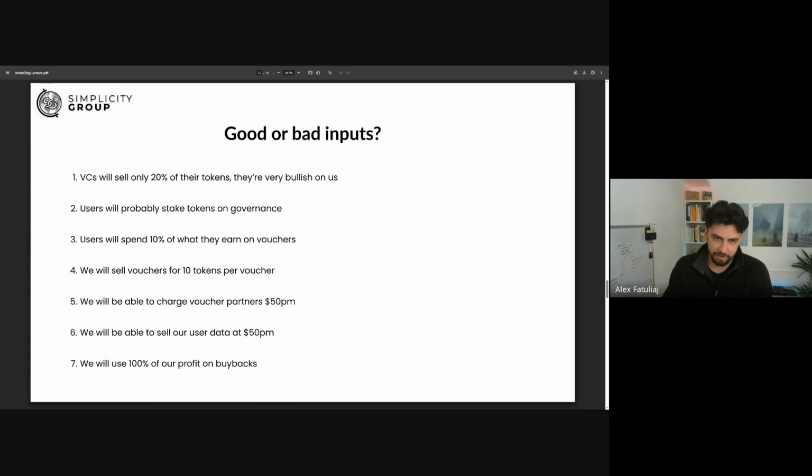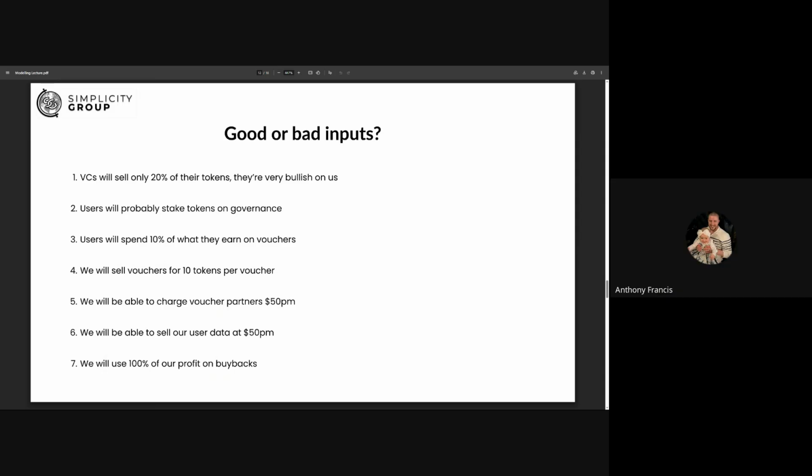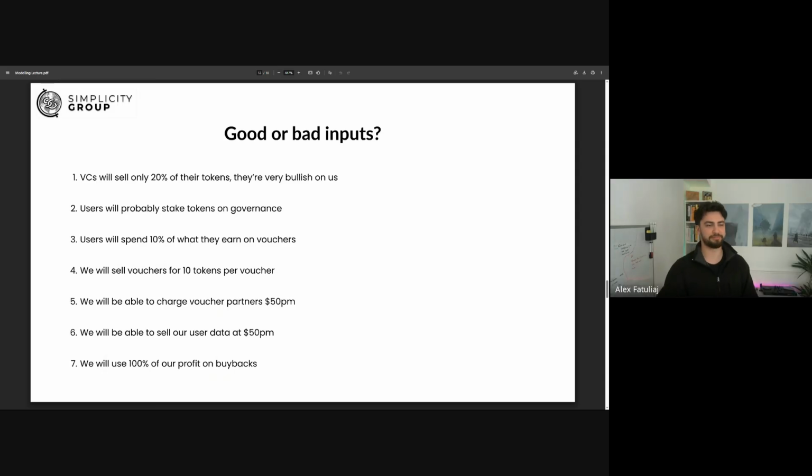So let's do a little quiz. Here are some potential inputs, again based on this economy. VCs will sell only 20% of their tokens. They're very bullish on us. Is that a good or a bad input? Again, whether it's data or assumption, it doesn't matter. Go on, Anthony. That's not a good input. Yes, great, perfect. Exactly, it's not a good input.